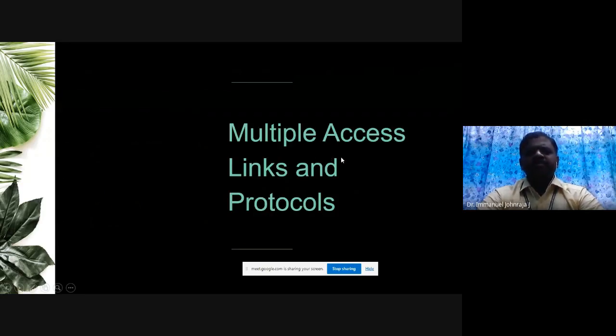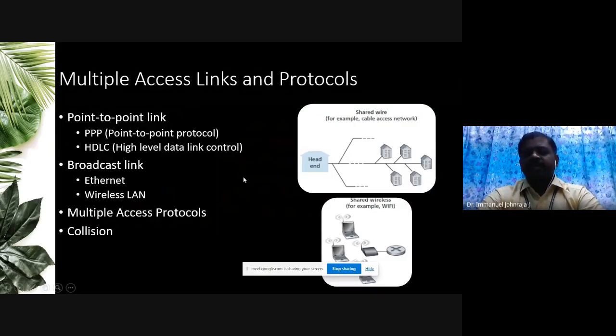So what happens in multiple access? There are two major things: the point-to-point link and the broadcast link, and we worry a lot about the broadcast link rather than the point-to-point link. PPP, that is Point-to-Point Protocol, is a very famous one for the point-to-point link, and HDLC, that is High-level Data Link Control, is the other technology supporting point-to-point.